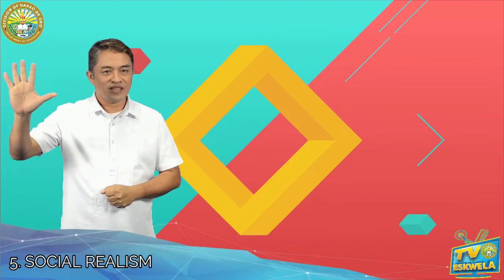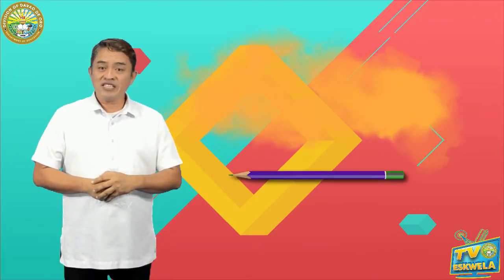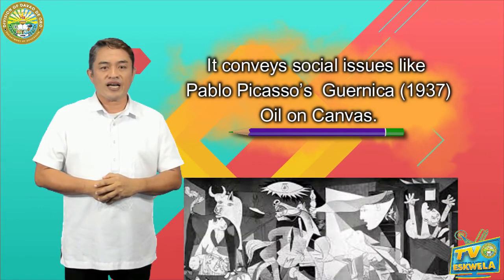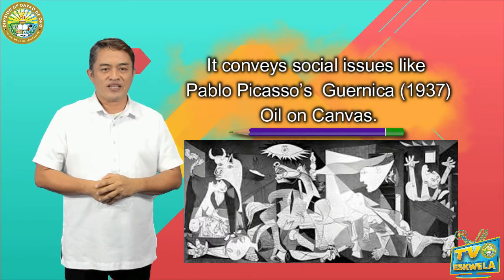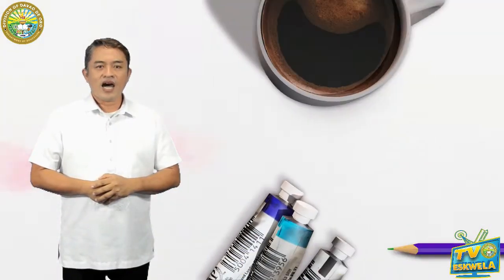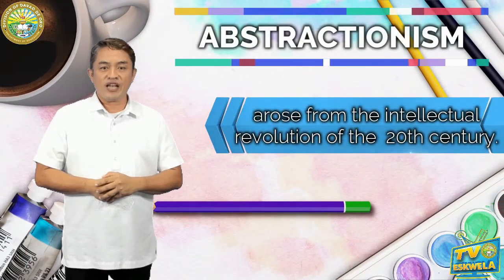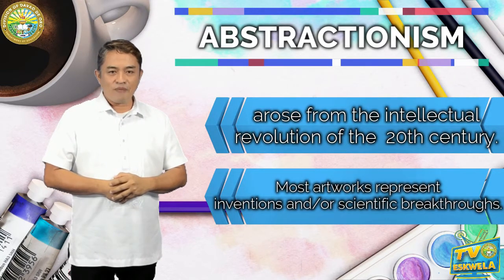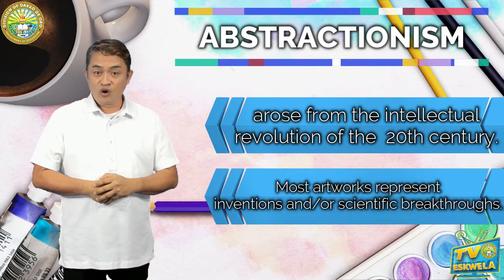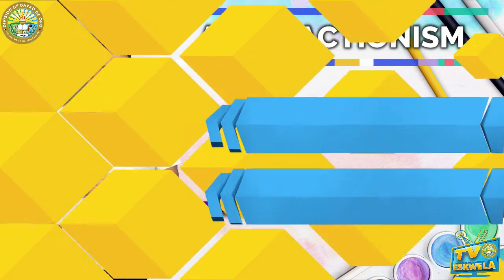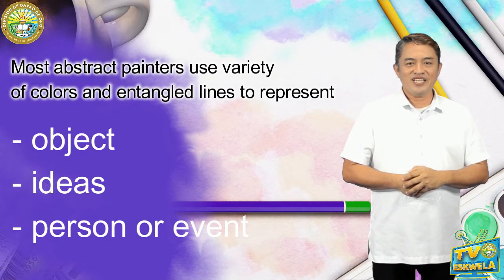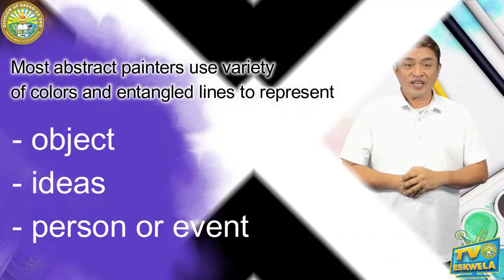Number 5, Social Realism. Basically, it conveys social issues like Pablo Picasso's Guernica in 1937, oil on canvas. Abstractionism arose from the intellectual revolution of the 20th century. Most artworks represent inventions and/or scientific breakthroughs. Most abstract painters use a variety of colors and entangled lines to represent objects, ideas, persons, or events.